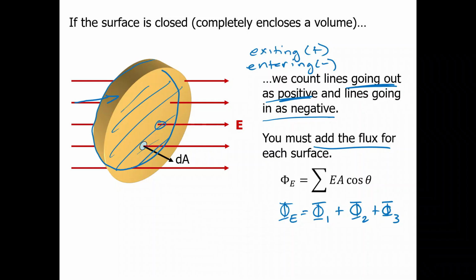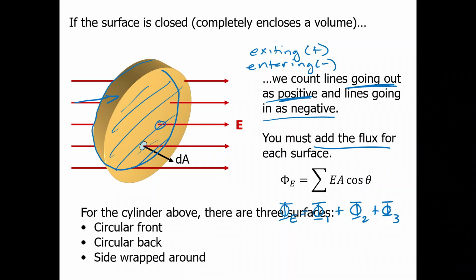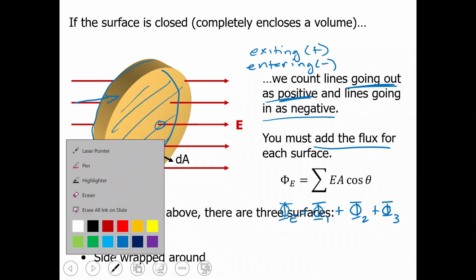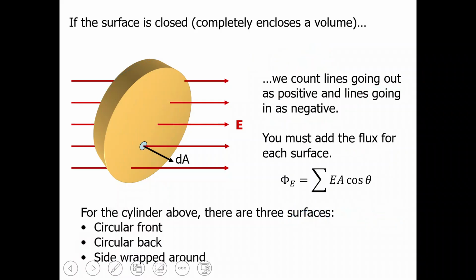So this example surface has 3 surfaces. Oh, let me clear that. So we have the circular front, we have the circular back, and we have this side that kind of wraps around. Those would be our 3 surfaces that we'd have to consider. So we'd have to have the flux for each. This would be really complicated with it all tilted at an angle. You won't see anything quite that complicated. We're going to stick with simpler geometric shapes and situations where we can either be directly parallel or directly perpendicular.